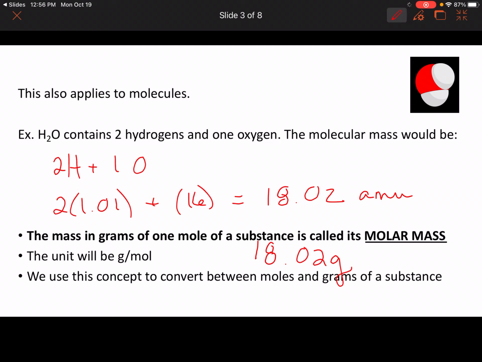So the mass in grams of 1 mole of a substance is called its molar mass. We're going to use this term here. The unit for this is going to be grams per mole. So if I ask you to find the molar mass of something, the unit is grams per mole. And we're going to use this concept to convert between moles and grams of a substance.